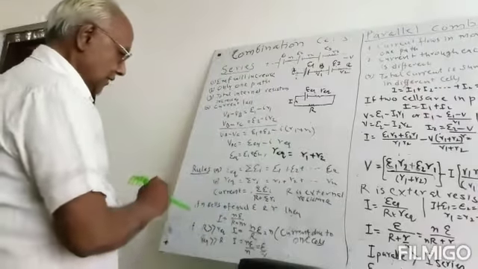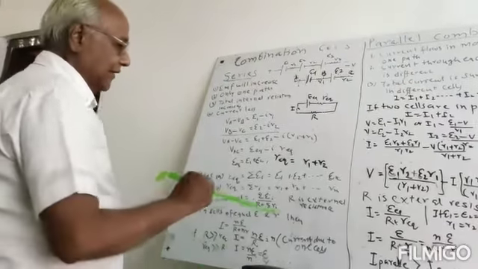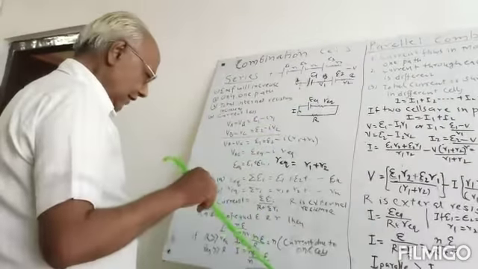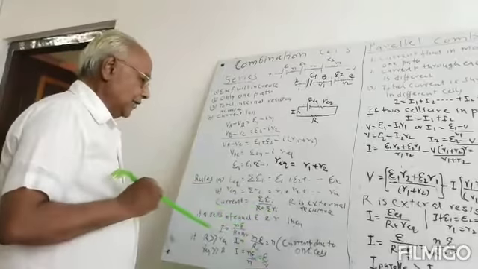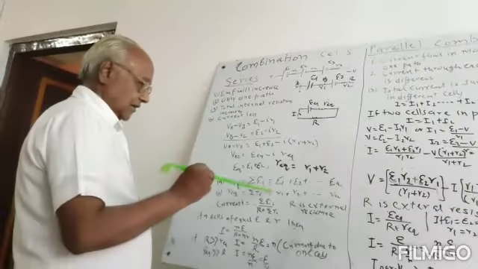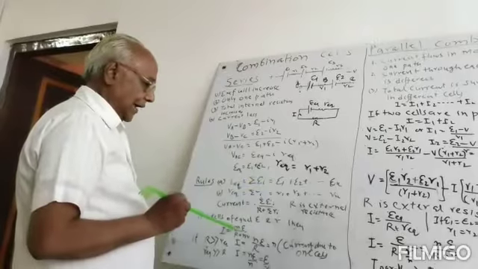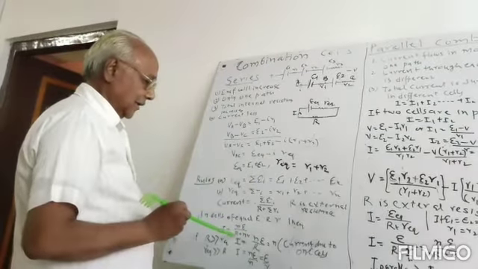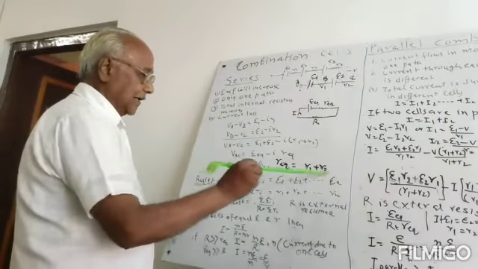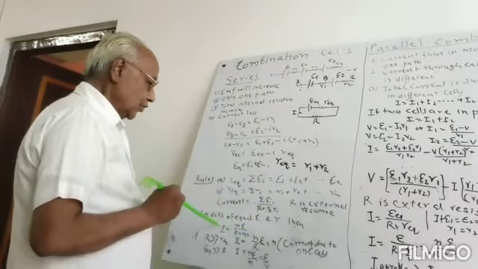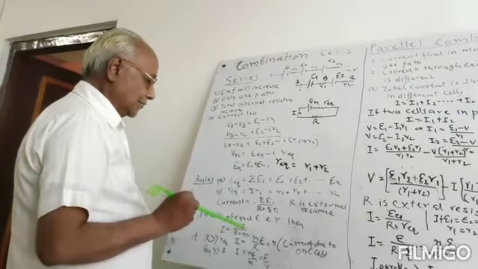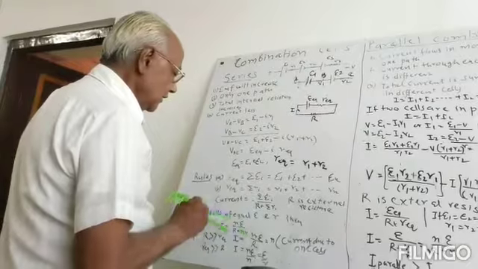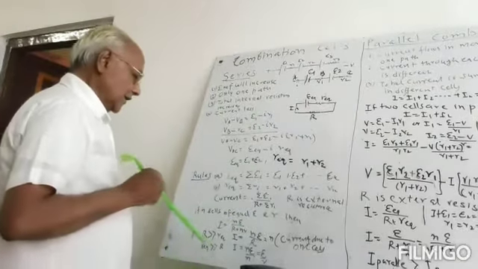Now in the case where there are n cells and we consider the n cells to be of equal EMF, then the total current will be equal to the summation of Ei, which is n into E, divided by capital R plus the total R equivalent, which will be equal to n into r. So the current will be equal to n into epsilon divided by capital R plus n r. So this will be the total current in the circuit.